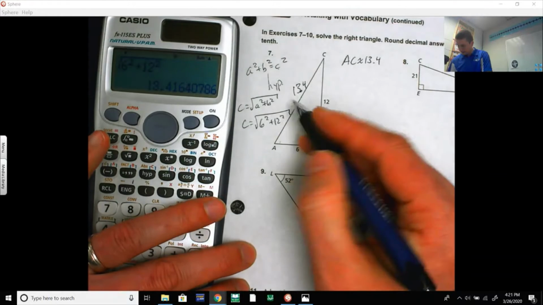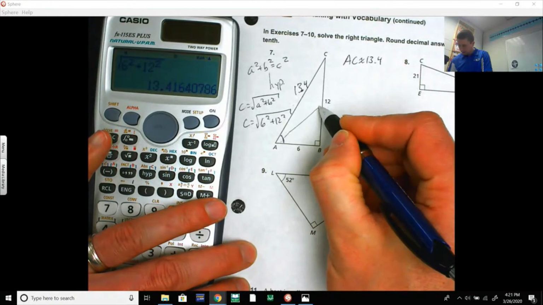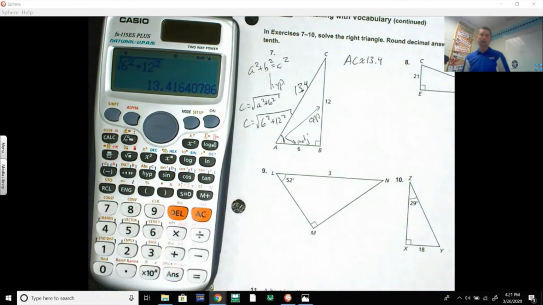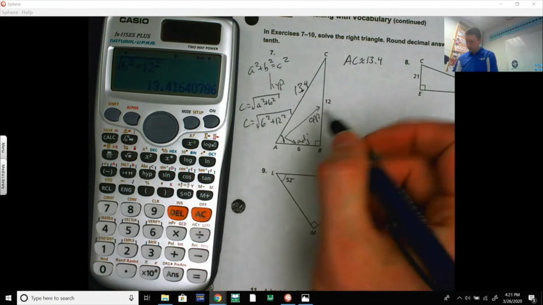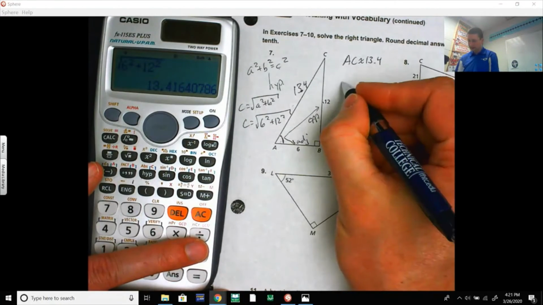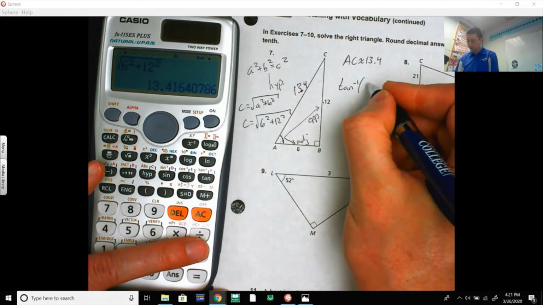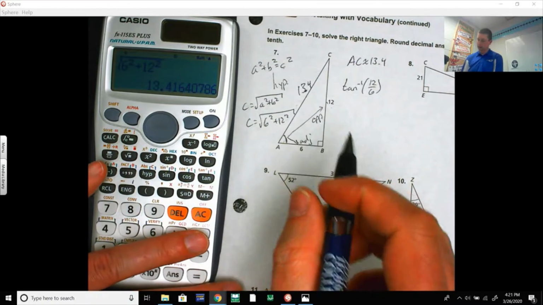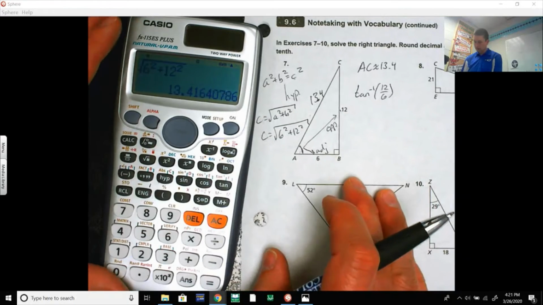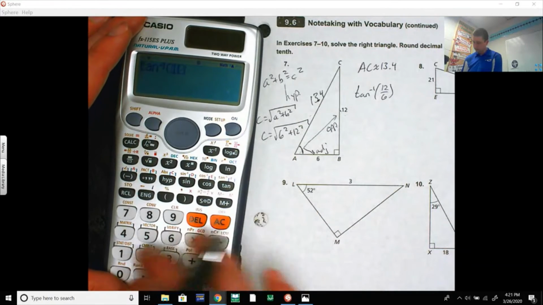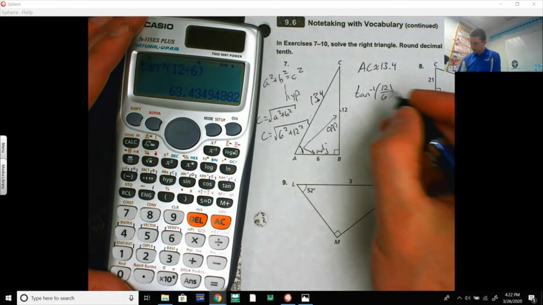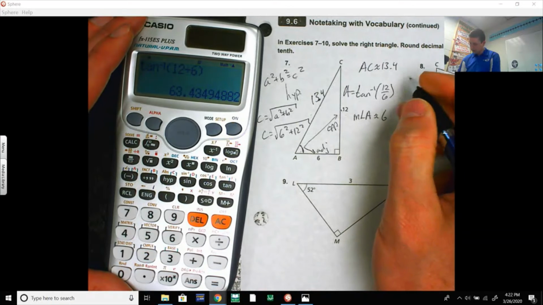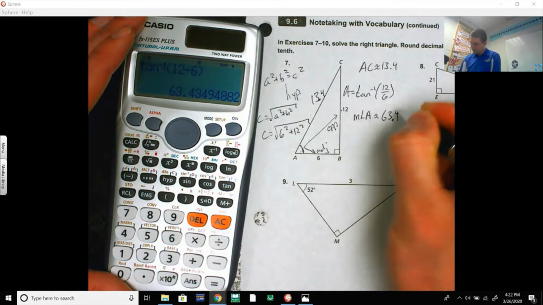Okay, so if I want to find angle A, I know the opposite side, and I know the adjacent side. Again, I'd use the numbers that are exact. I would not use the rounded answer. So opposite over adjacent, that is tangent. So I'm going to do inverse tangent of 12 over 6. Whenever you're looking for an angle, remember you use the inverse functions. Okay, so 12 divided by 6, I could just put 2. And I get that's A, so the measure of angle A is about 63.4.